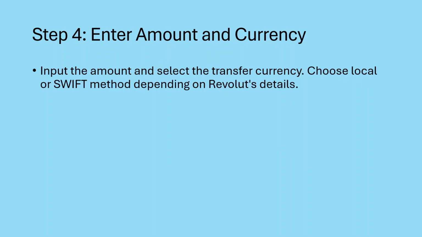Step 4. Enter amount and currency. Input the amount and select the transfer currency. Choose local or SWIFT method depending on Revolut's details.